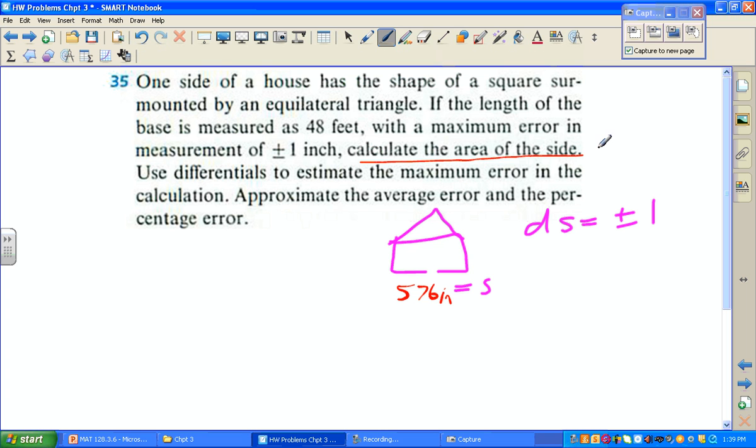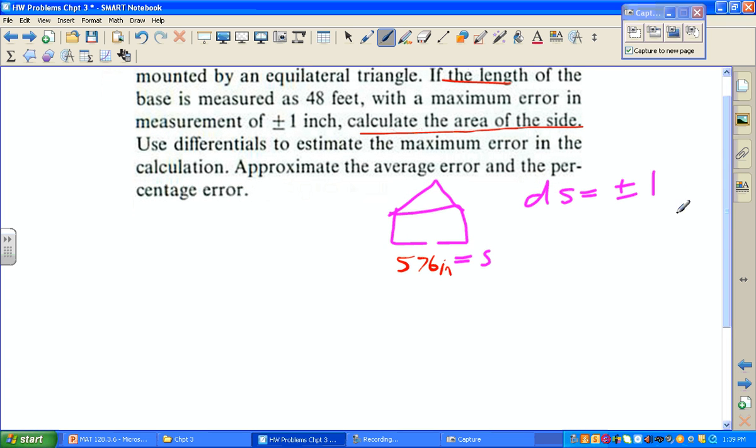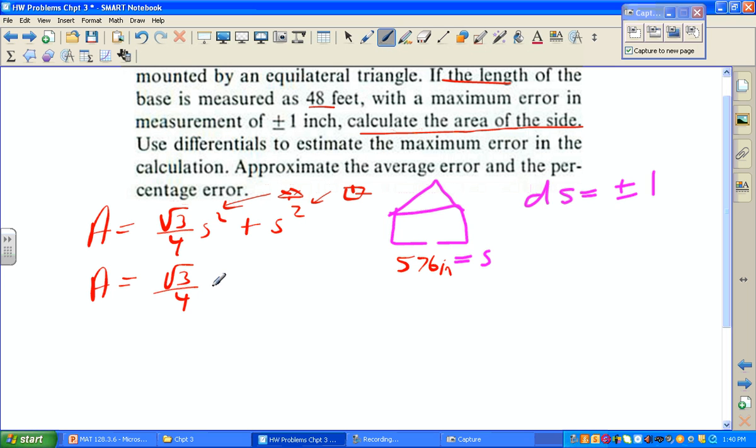Calculate the area of the side. The length of the base measured with the maximum area. Calculate the area of the side. Use differentials. Okay. The area equals the square root of 3 over 4 s squared plus s squared. That's the area of an equilateral triangle. That's the area of a square. I guess I'm just going to put in 576 if I want to keep it in terms of inches. A equals the square root of 3 over 4 times 576 squared plus 576 squared.